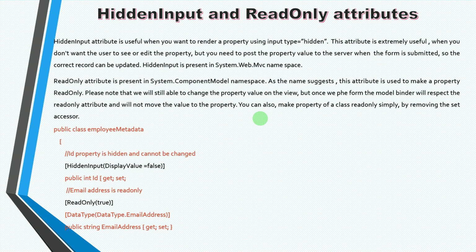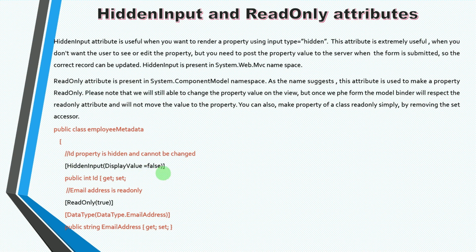Hidden input attribute is useful when you want to render a property using input type equal to hidden. This attribute is extremely useful when you don't want the user to see or edit the property, but you need to post the property value to the server when the form is submitted so the correct record can be updated. Hidden input is present in the System.Web.Mvc namespace. You can see here this is my metadata class, and inside of this I have written the attributes for this id property. The attribute is hidden input, and inside of that display value equal to false.